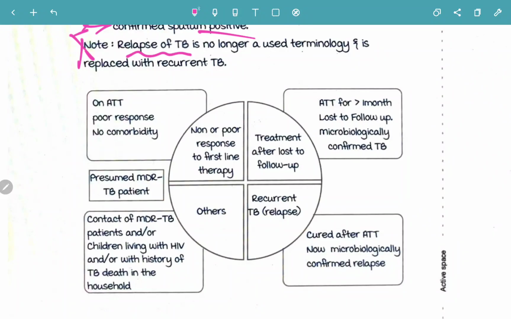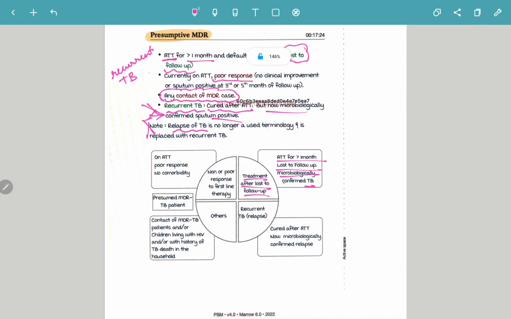On ATT, poor response, no comorbidity. It's non or poor response to the first line therapy. ATT for more than 1 month and lost to follow up. Microbiologically confirmed TB, so the treatment is going to be after lost to follow up. So presumed MDR TB patient and contact of MDR TB patient, or children living with HIV, or with history of TB death in the household. Cured after ATT, now microbiologically confirmed relapse. All this is presumptive MDR.